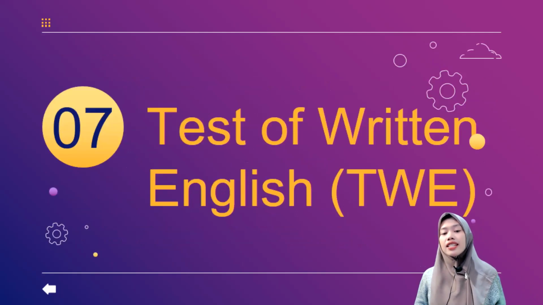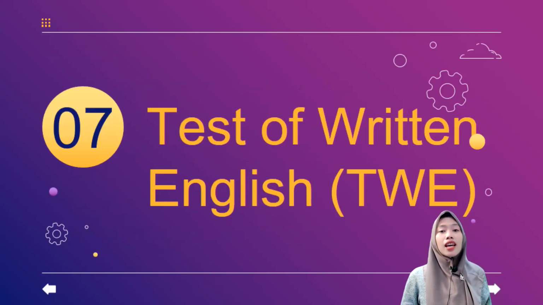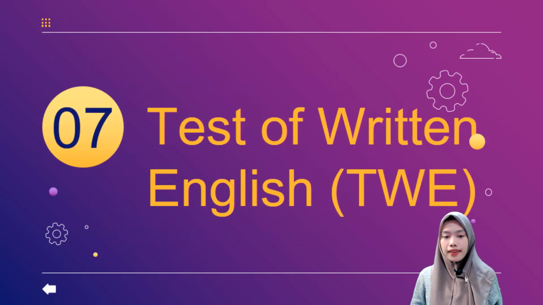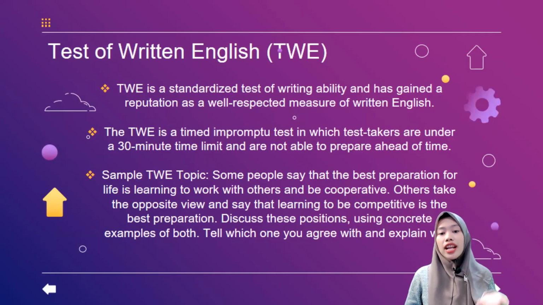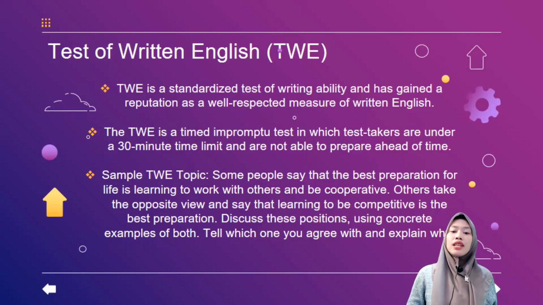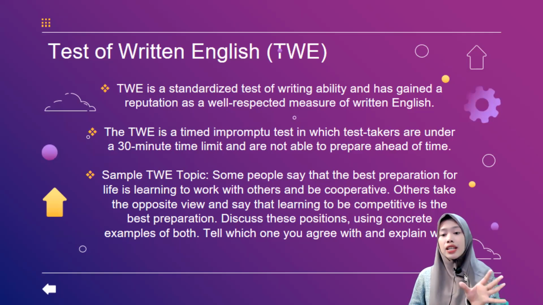Okay, the seven is Test of Written English or TWE. Test of Written English is a standardized test, okay? It's a kind of standardized test of writing ability and has gained a reputation as a well-respected measure of written English. And then the TWE is a timed impromptu test in which test takers are under a 30-minute time limit and are not able to prepare ahead of time.